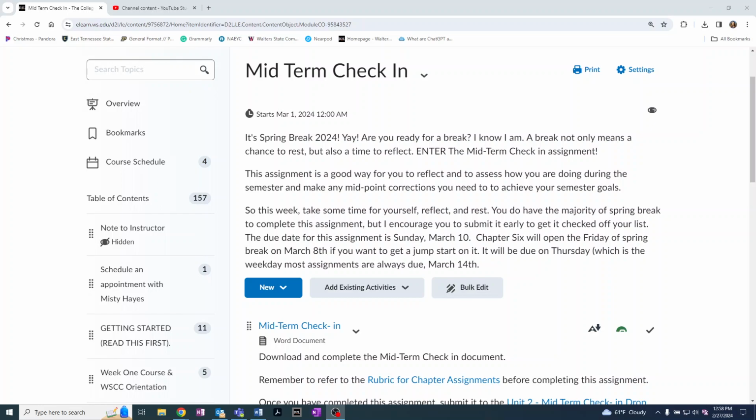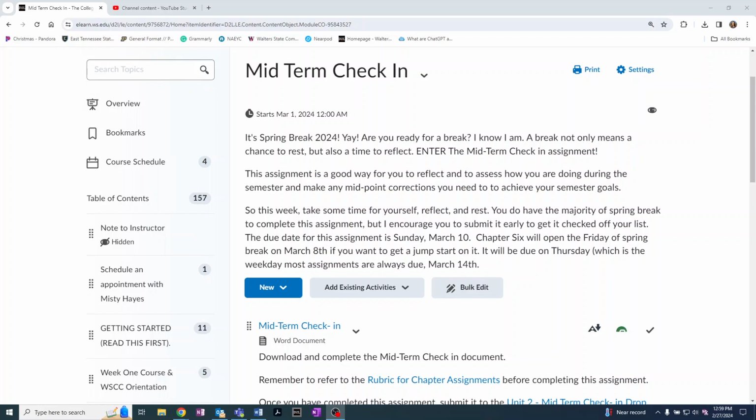So look at your goals that you set for yourself at the beginning of the semester. Look and see how you're doing in all your courses. Maybe you need to reach out to your instructor. Maybe you're doing really well in some of your classes, but maybe you're struggling in one of them. Have you reached out to tutoring? So, really reflecting on how you're doing.